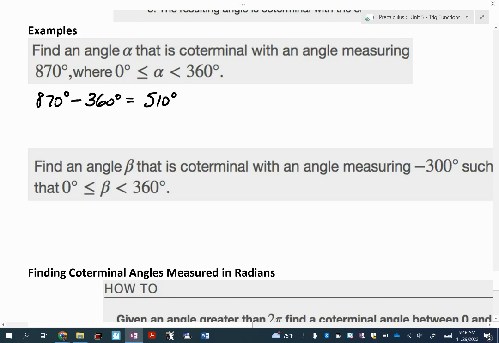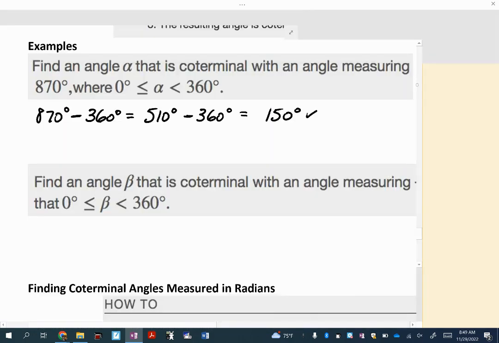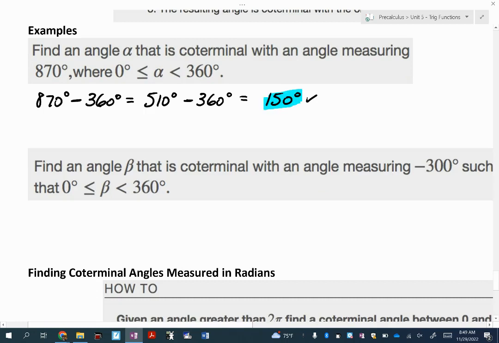All right, when I look, this is an answer, but is that answer between 0 and 360 degrees? The answer is no. So even though this is coterminal, it's not one that I want. So I have to do another subtraction of a full rotation, so minus 360 to give me 150 degrees. Is that between 0 and 360 degrees? Yes, it is. But I want to make sure you know that even though 150 is technically the answer, 150, 510, and 870 are all coterminal. They would end up in the exact same spot.